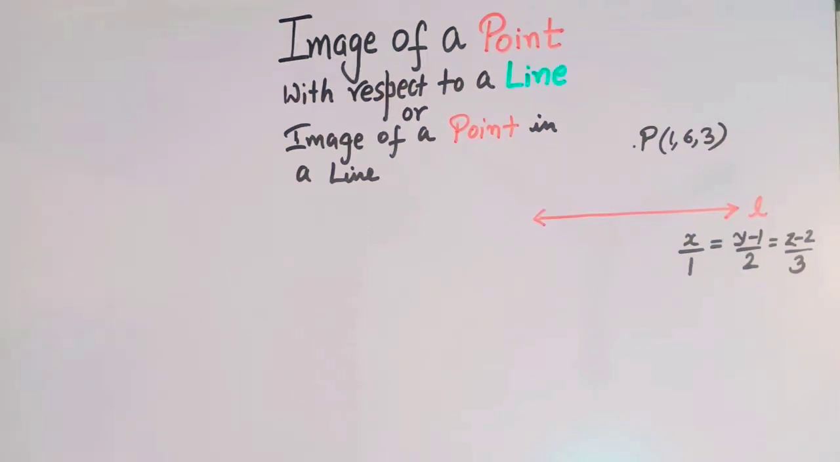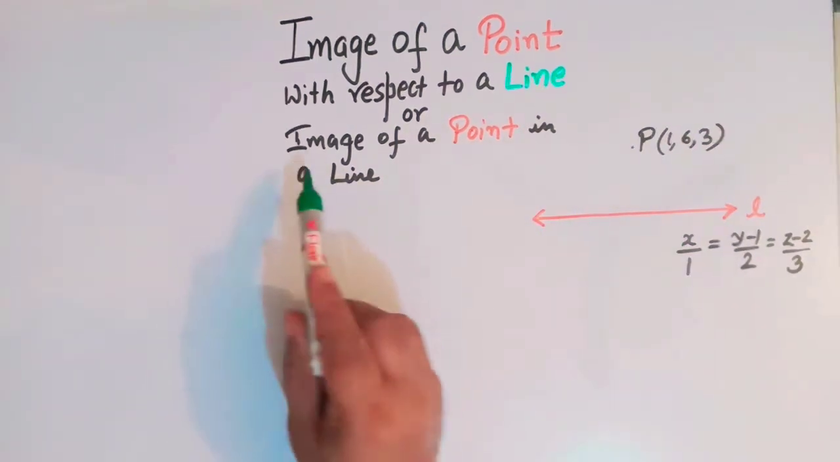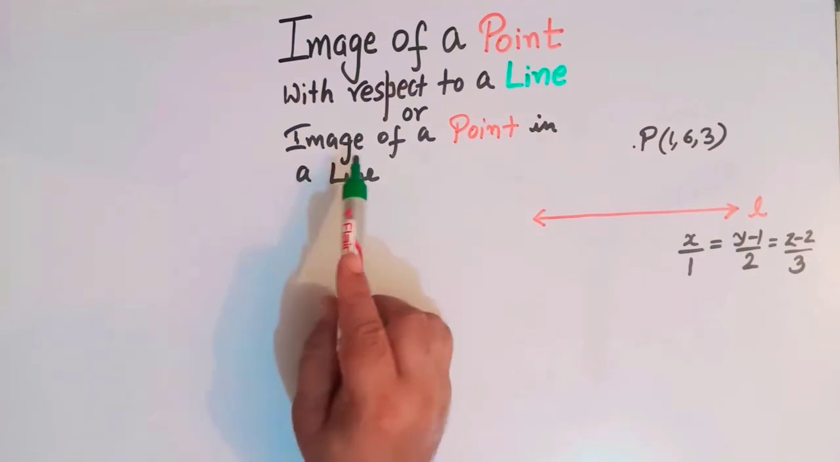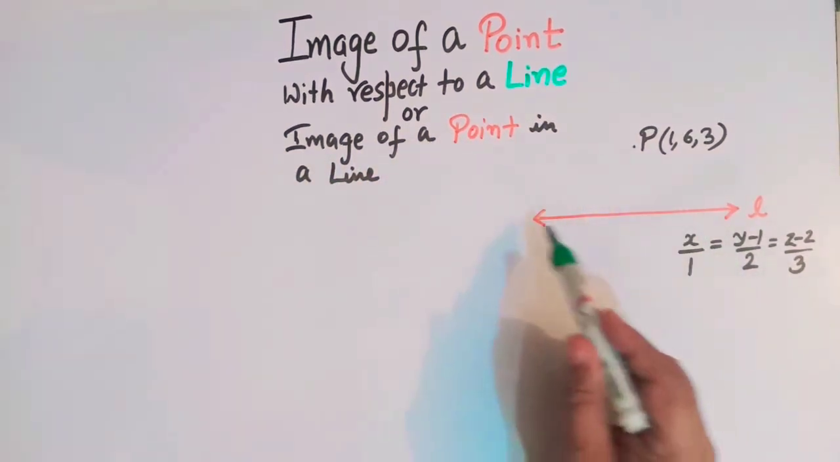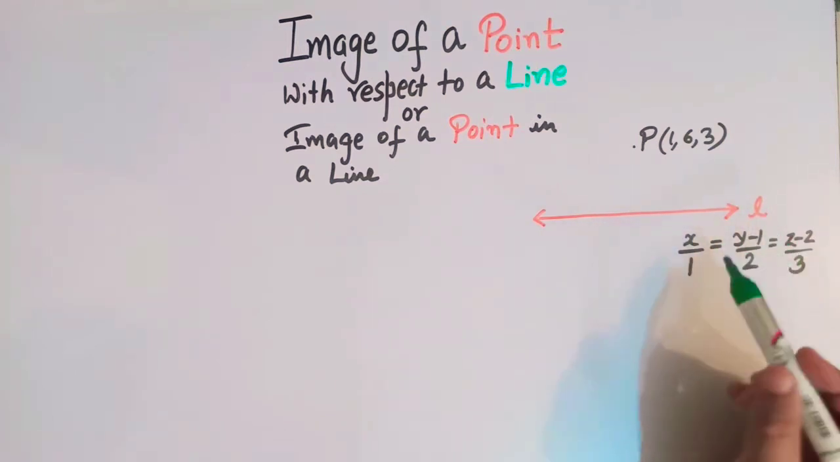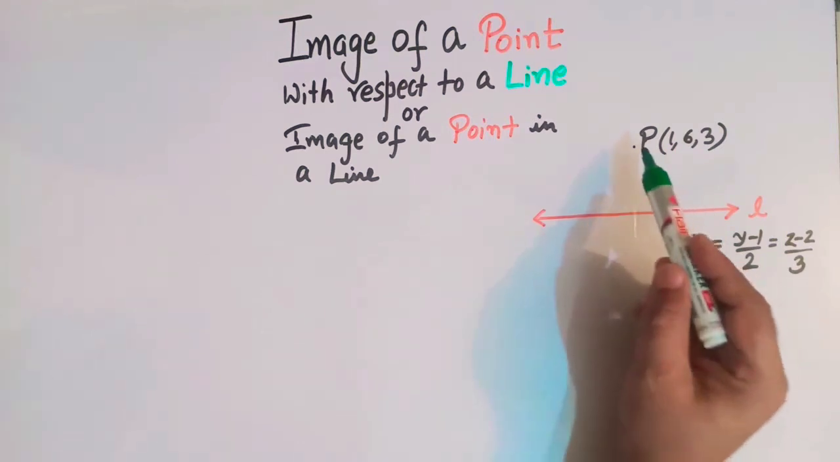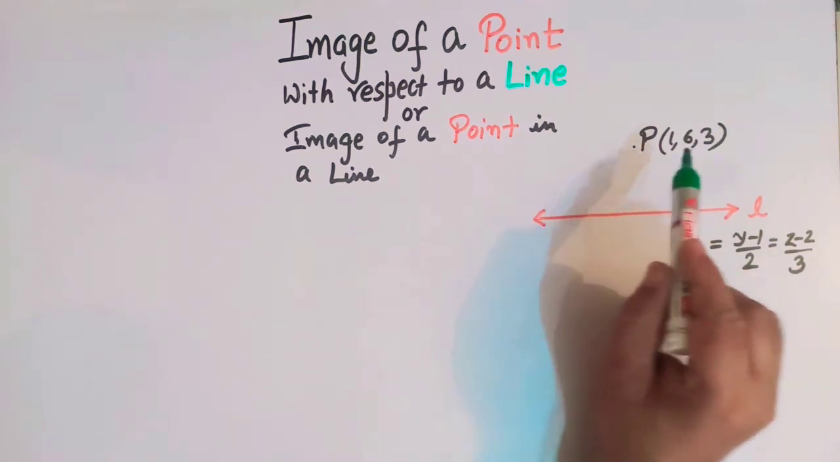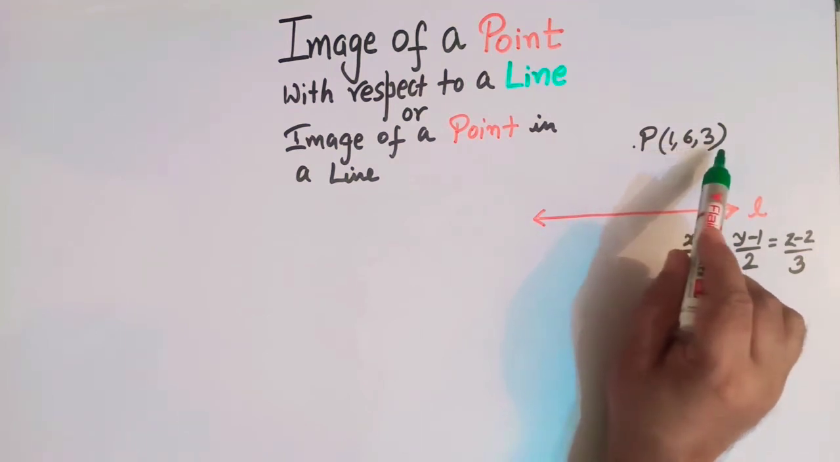In today's class, we are going to study the image of a point with respect to a line, or in other words, the image of a point in a line. Now here we are given a line whose equation is written here, and a point is also given. The coordinates of the point are 1, 6, 3.